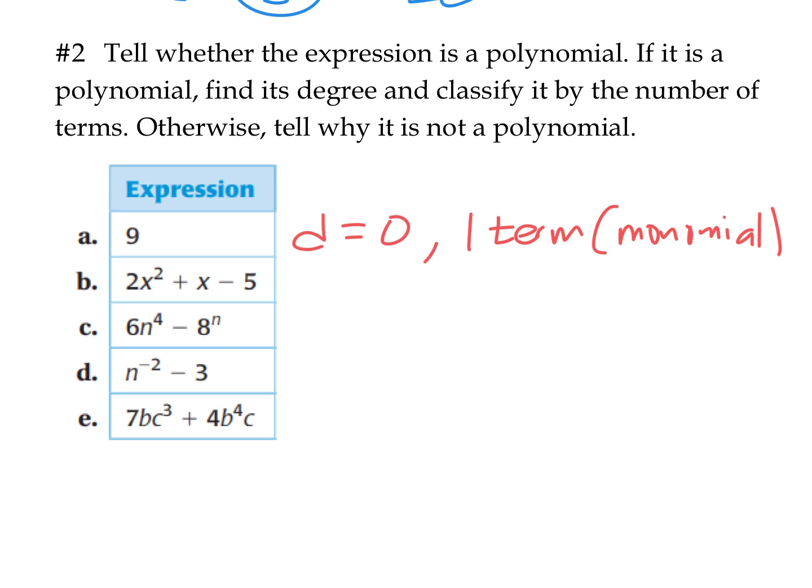Right? The next example, we have 2x squared plus x minus 5. So it's 3 separate monomials. This is a monomial, monomial, monomial, all added or subtracted. This is like plus negative 5. So we're adding and subtracting terms. That makes it a polynomial.